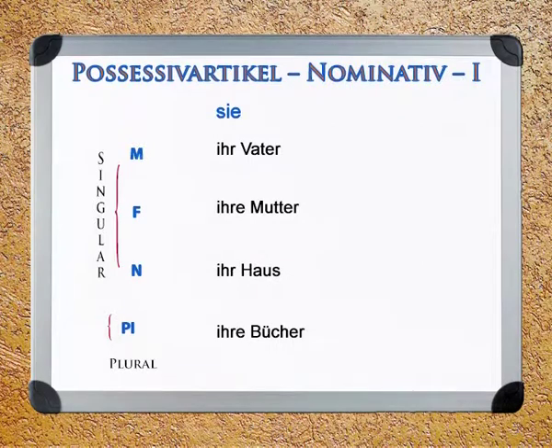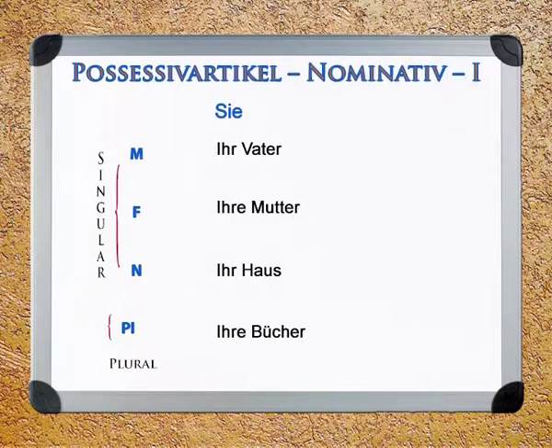Now, if you look at sie, sie here is the third person pronoun for feminine, and here, as you know, we always write the sie in third person singular pronoun with a small s. So, therefore, whenever we make the possessive article for this pronoun, we also use the small i here. So, as you can see, the possessive article is ihr Vater, ihre Mutter, ihr Haus, ihre Bücher.